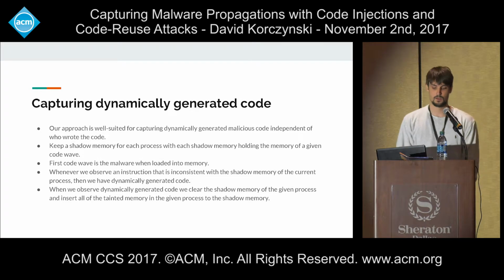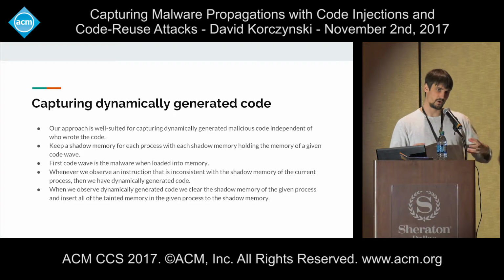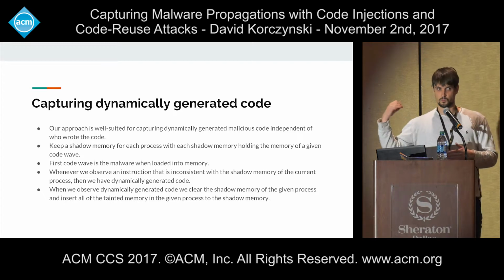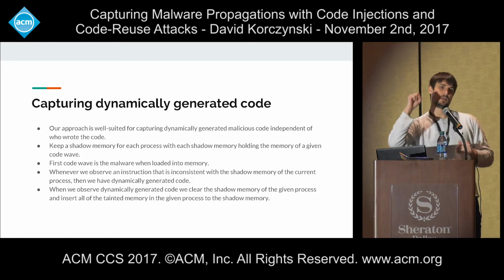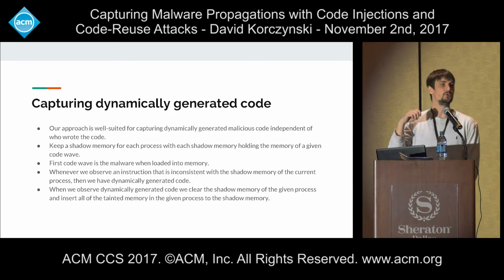The way we do this is that we keep a shadow memory for each process, with a shadow memory holding a given code wave. And the initial code wave is the malware when it's first loaded into memory. Whenever we observe an instruction that is inconsistent with the shadow memory of the current process, then we have a notion of dynamically generated code. So you can think of the first code wave as the malware when it's first loaded into memory. Whenever we see an instruction that is not in this snapshot, which is the code wave of the initial process, it means that some new malicious memory has been generated. And this is a very general definition of dynamically generated code.